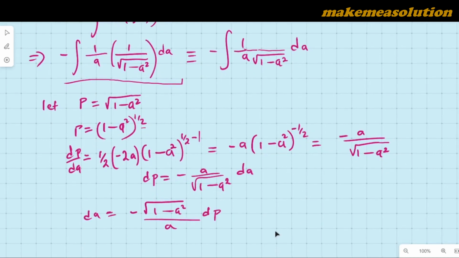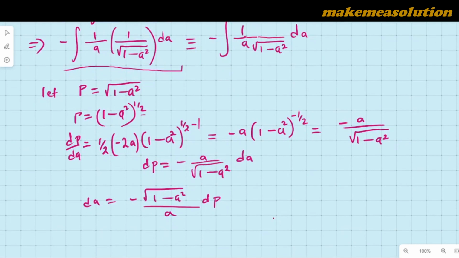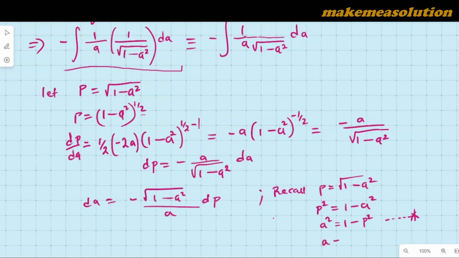We're now going to do some substitutions into the integral. Please recall that p is equal to the square root of 1 minus a squared. So p squared will be 1 minus a squared, and invariably a squared can also be written as 1 minus p squared. I'm just going to leave this as a reference for later, or a can be written as the square root of 1 minus p squared.